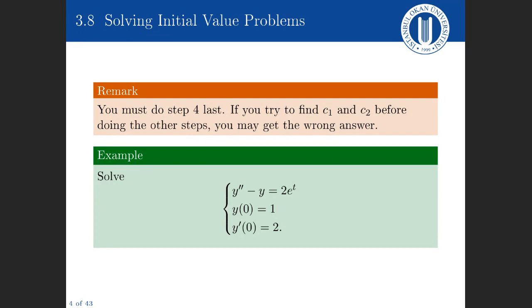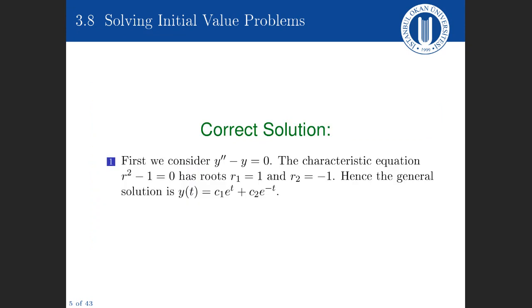Solve y double prime minus y is equal to 2 e to the power t with the initial conditions y of 0 is 1, y prime of 0 is equal to 2. First, I'm going to give you the correct solution to this problem. We're going to do step 1 first, then step 2, then step 3, then step 4.